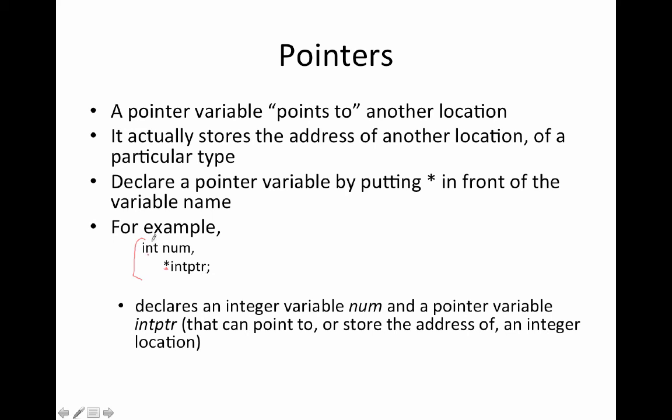So far, I've declared two variables, so that allocates memory for them. num is an integer variable. It can store an integer. Int pointer is an integer pointer variable. It can store the address of a location that stores an integer.